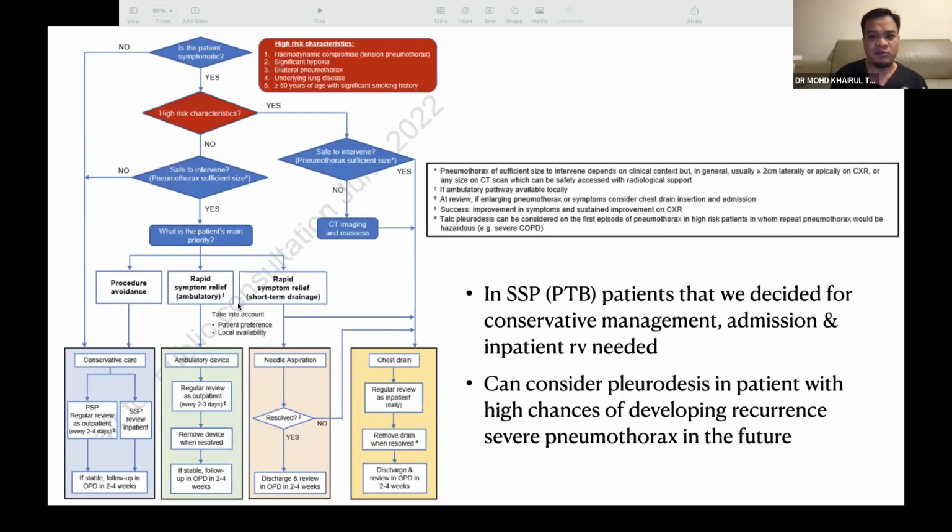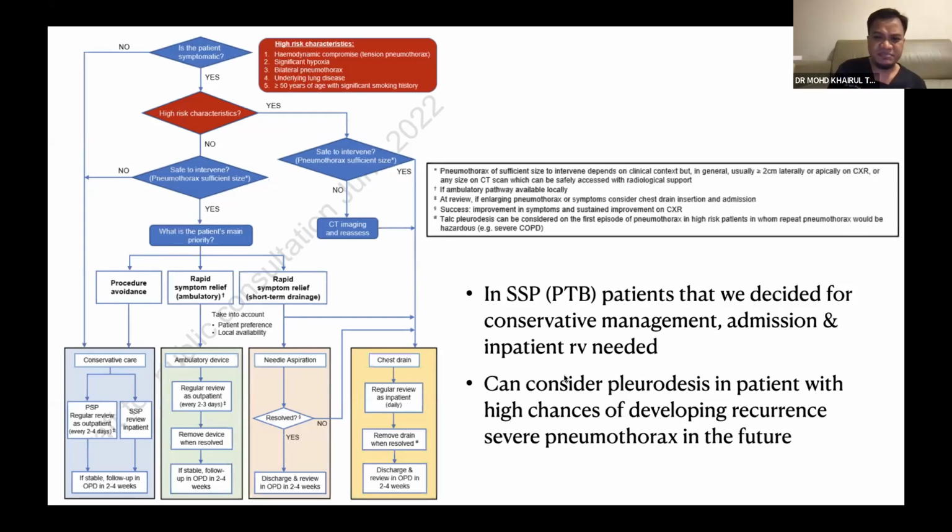And regular review as outpatient in 2 to 3 days, and we can remove the chest tube once the pneumothorax is resolved, and we can review it subsequently during our follow-up. Let's say the patient opted for short-term drainage. You can offer needle aspiration first, and if it is resolved, you can discharge. And if not resolved or not improving, you can offer the patient a chest drain.